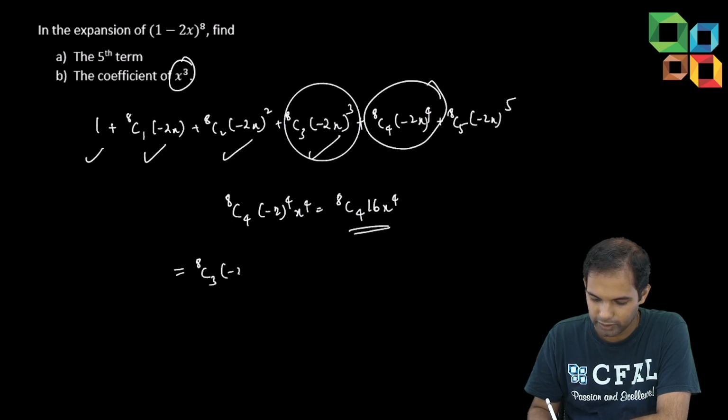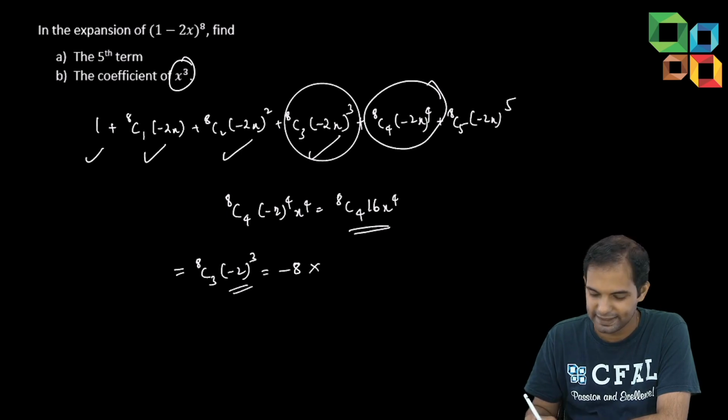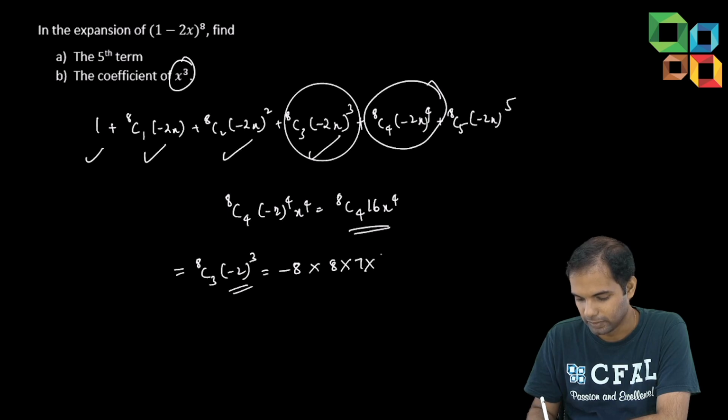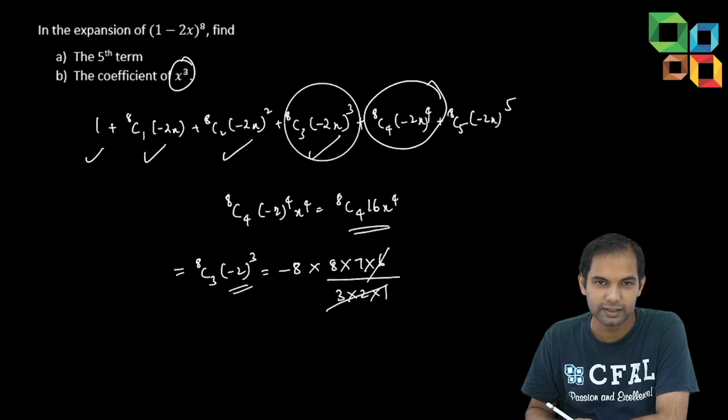8c3 into minus 2 whole cube. Correct. You have to write only the numbers. X we can ignore. So minus 8 is coming from this. 8c3. What is 8c3? 8 into 7 into 6 by 3 into 2 into 1, which is nothing but 6. 8 into 7. Right. So it is 56.